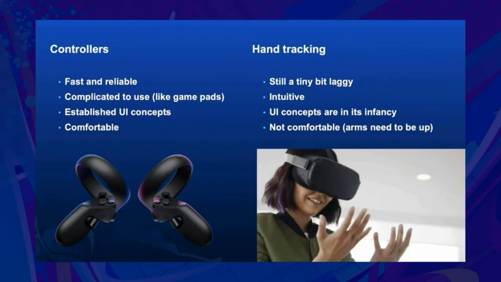Controllers, for example, can provide fast and consistent interactive experiences, but they can also be quite complicated. There's a lot of buttons and things like that that the user needs to sort of navigate around. And comparatively, hand tracking doesn't require any external hardware, and it is more intuitive, but the UI concepts for this are still nowhere near being fully fleshed out. However, this area is improving quickly, so on that note, let's take a look at some of the work that Microsoft has done recently with regards to this.